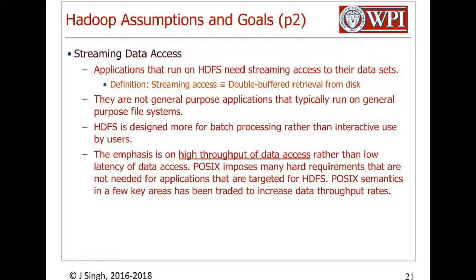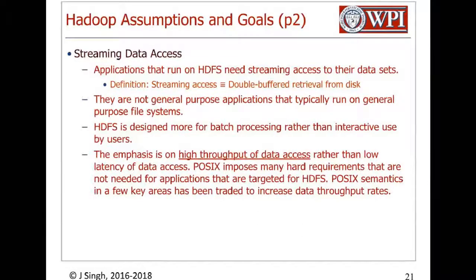A second thing, which I talked about very briefly a few minutes ago, was that there were changes needed to Unix to basically be able to access the HDFS data quickly. So what do I mean by streaming data access?